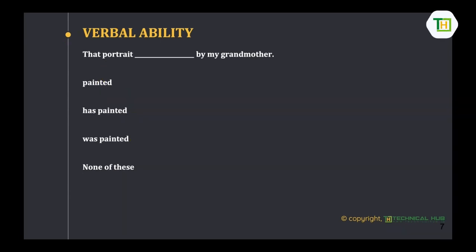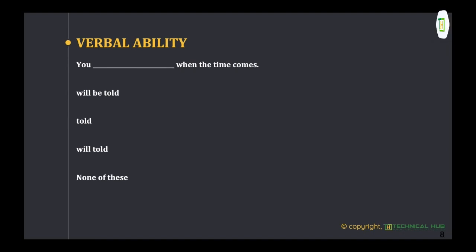Okay. Next one. You dash when the time comes. "You told when the time comes" is wrong. "You will told" is wrong. None of this is right. You will be told when the time comes. That means you'll be informed, you'll be explained, you'll be asked. That is the correct way.